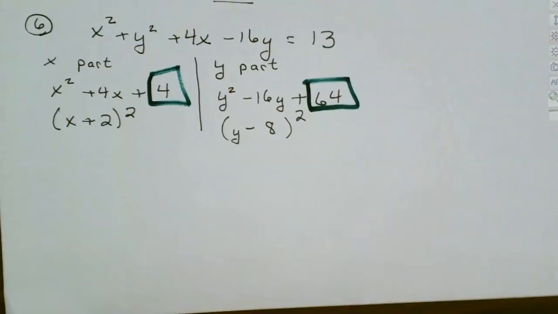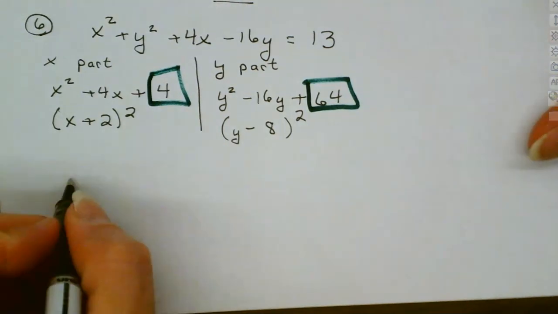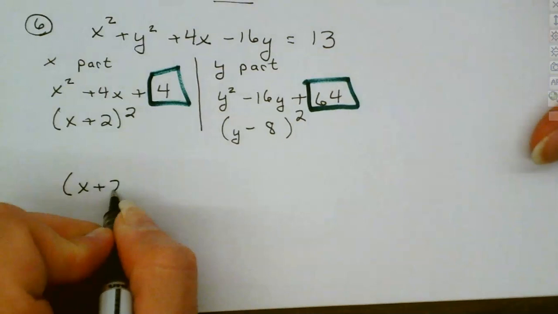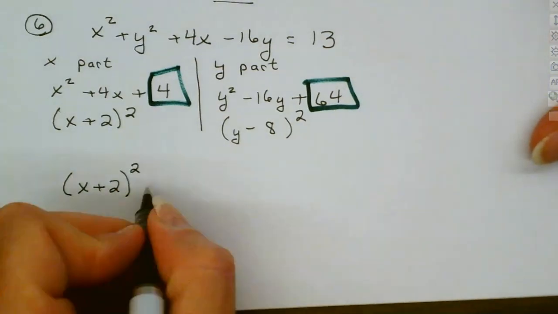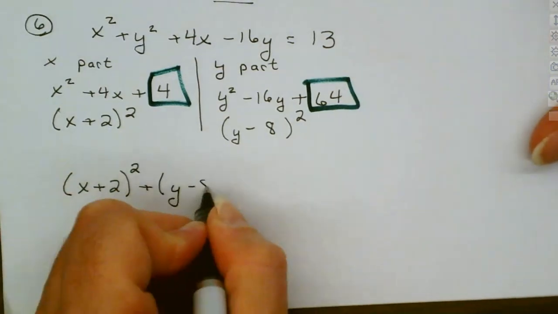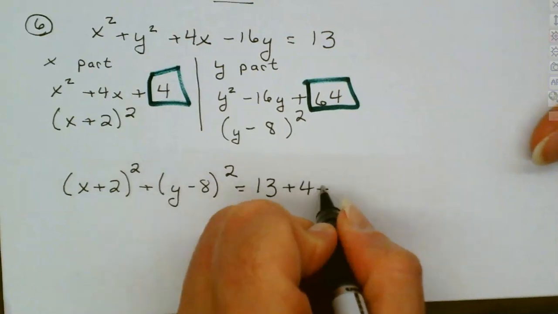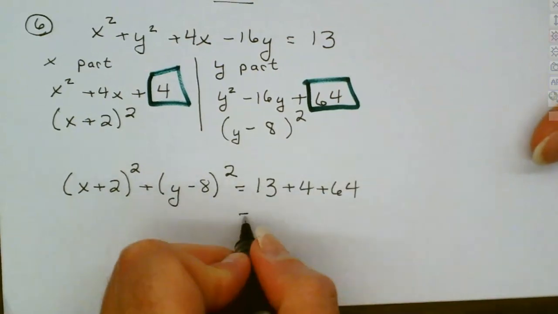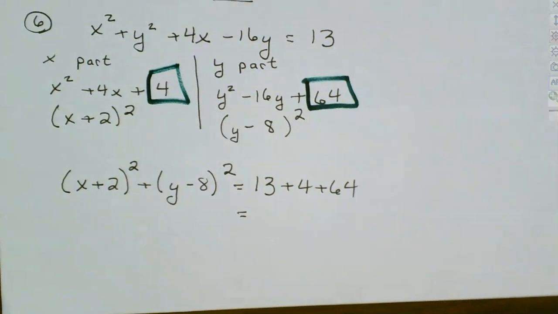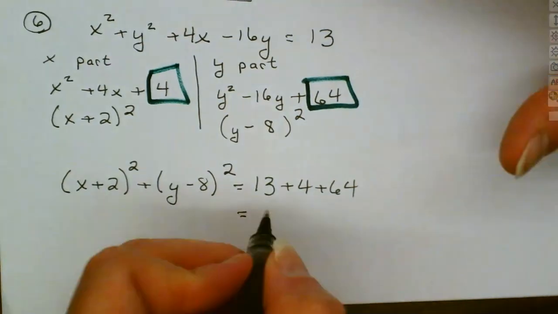Okay. Now, put the pieces back together. See what we've got. Putting the pieces back together, we've got x plus 2, quantity squared, y minus 8, quantity squared. Now, we have a 13 that's already there. We have a 4, and we have a 64. And we're going to add those all up. So 13 plus 4 plus 64, that gives you an 81.